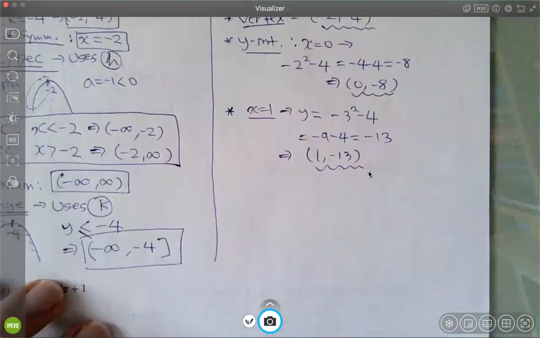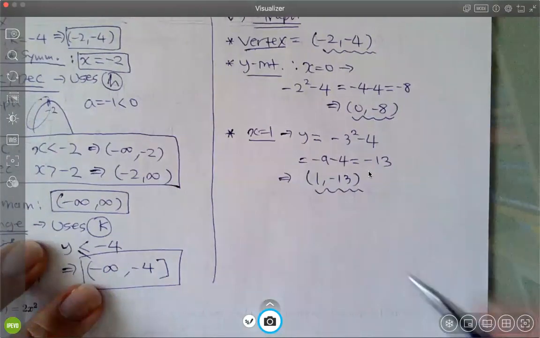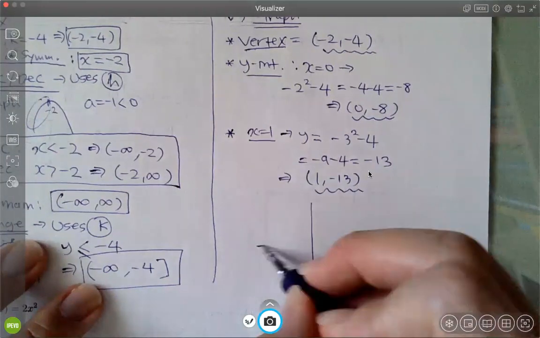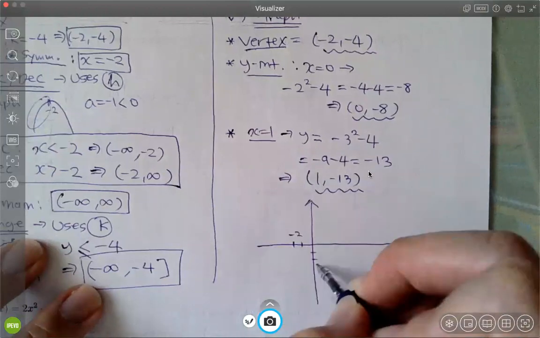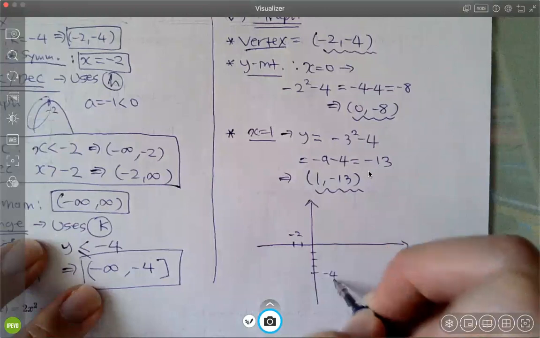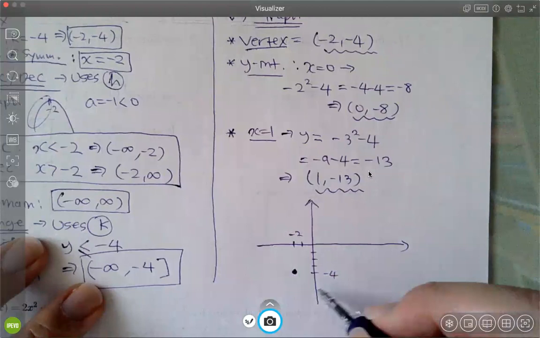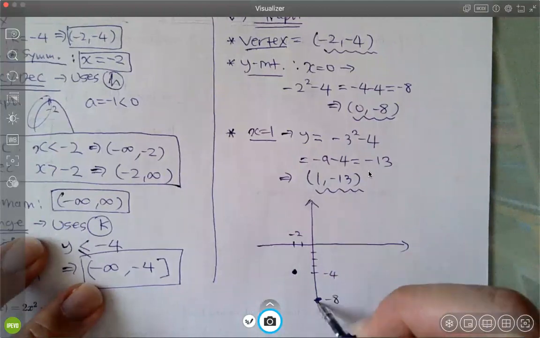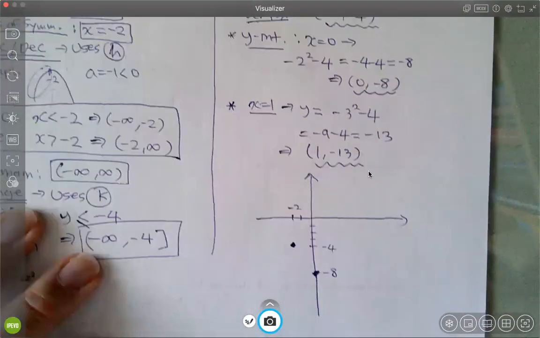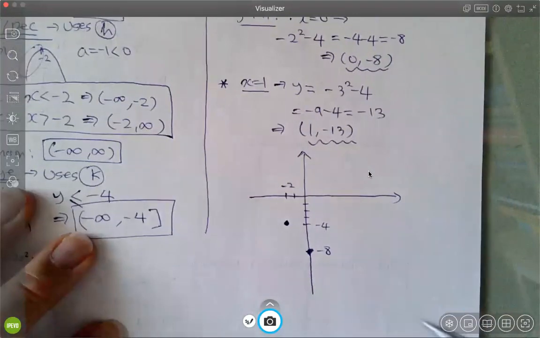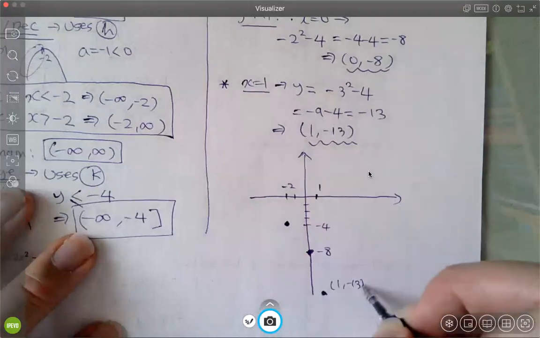Okay, so plot these 3 points. Negative 2, negative 4. So negative 2 and then negative 4 is somewhere here. And then 0, negative 8 will be down here. Okay, and then 1, negative 13. Okay, so that will be, oh, like way down here, right?